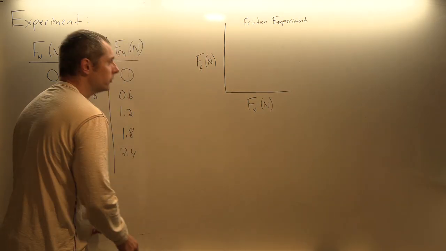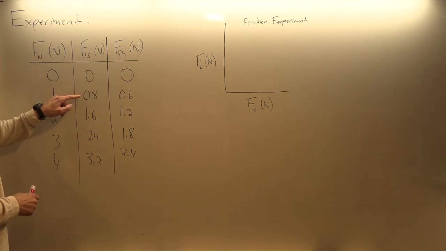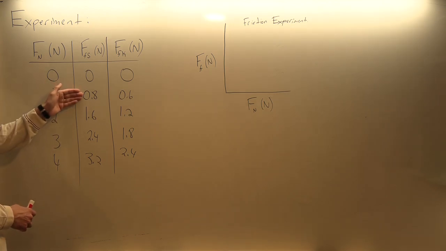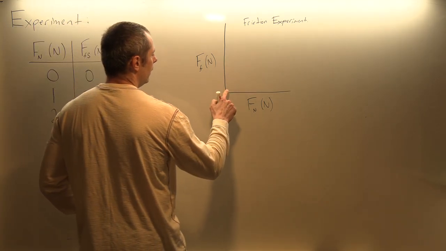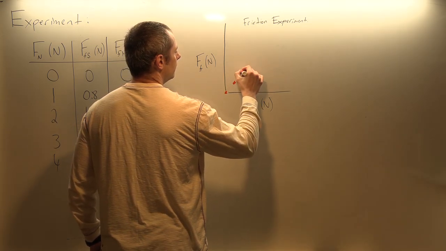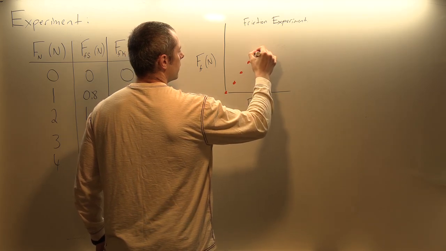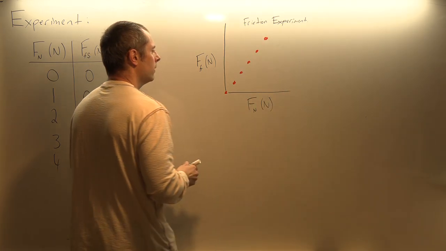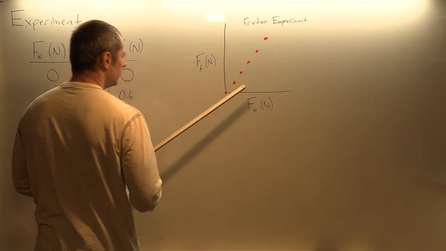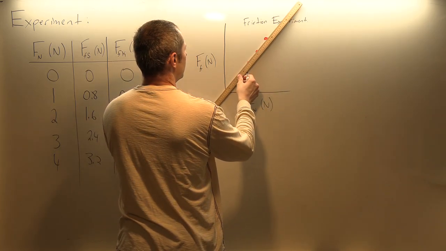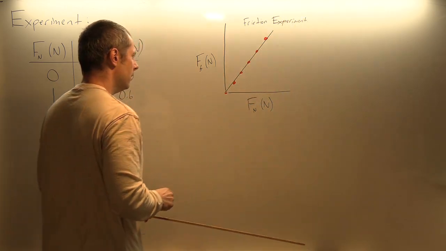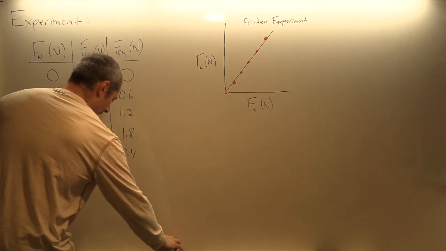Okay, friction experiment. So if I plot 1 newton in 0.8, 2 in 1.6, 3 in 2.4, these you see grow both in a linear pattern. We say the variables are proportional to each other. So I might plot those like this. And then I could do a best fit line. Right? And so I've completed that data plot.